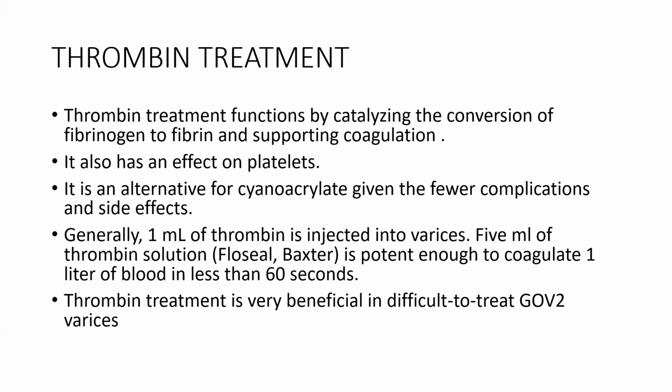Now we'll see what thrombin treatment is. Thrombin treatment functions by catalyzing the conversion of fibrinogen to fibrin and supporting coagulation. It also has an effect on platelets. It is an alternative to cyanoacrylate given the fewer complications and side effects. Generally, 1 ml of thrombin is injected into the varices. 5 ml of thrombin solution is potent enough to coagulate 1 liter of blood in less than 60 seconds. Thrombin treatment is very beneficial in difficult to treat gastroesophageal varices type 2.